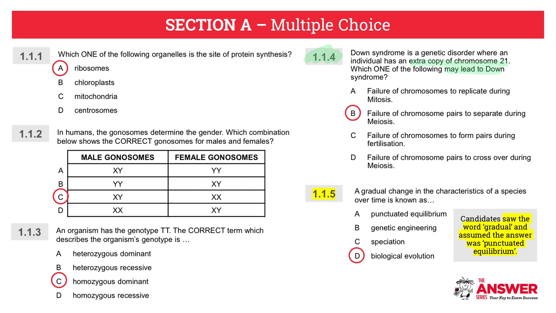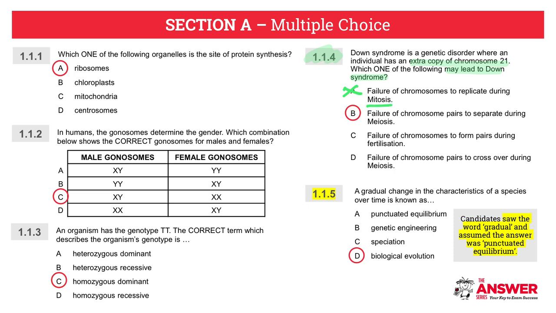Down syndrome is a genetic disorder where an individual has an extra copy of chromosome 21. Which one of the following may lead to Down syndrome? As Down syndrome is caused by an extra copy, it means that either the sperm cell or the egg cell was carrying an extra copy during fertilization, which led to 3 copies in the final somatic cells. So this is a problem that occurs during meiosis, and therefore option A concerning mitosis should be disregarded. That leaves us with B, C, and D.